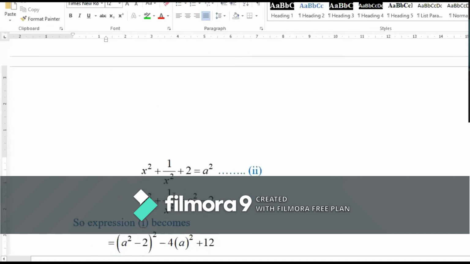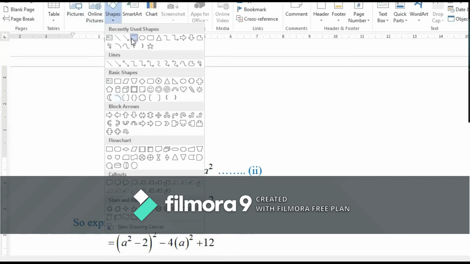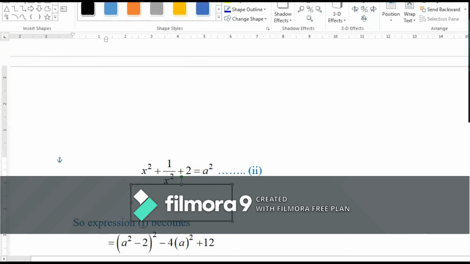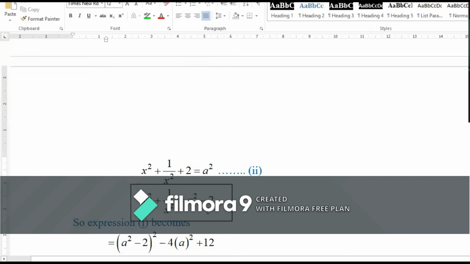So keep it in your mind. So this is the value. If I just highlight it, this part, this one. Now it is a value of x square plus 1 over x square equals a square minus 2. This value which is in the box will be substituted in equation number 1.